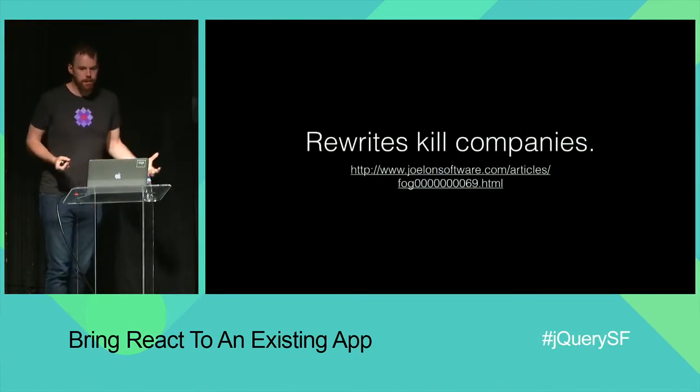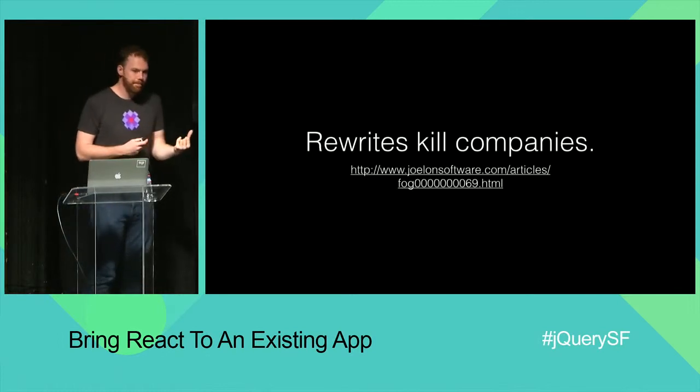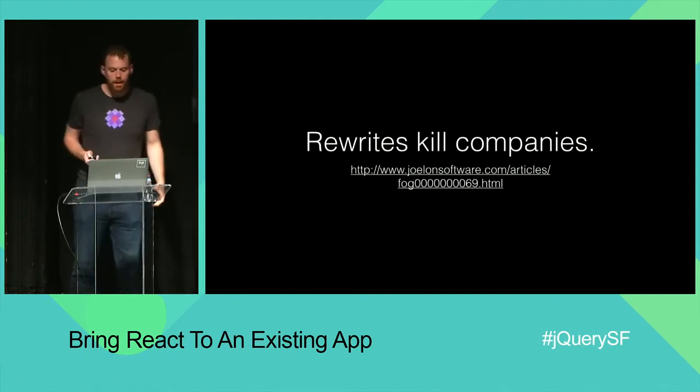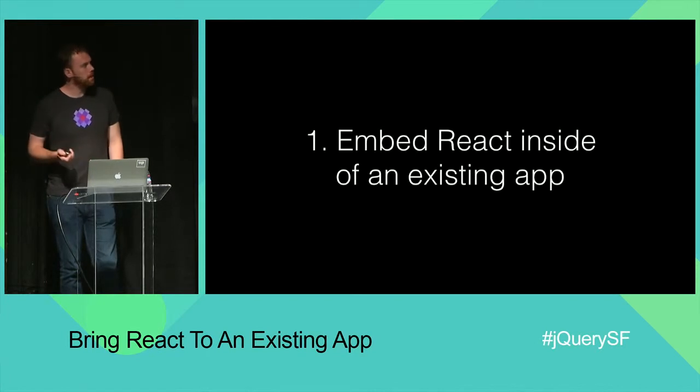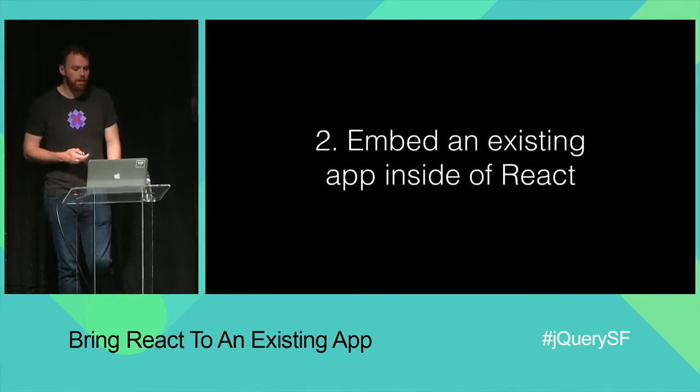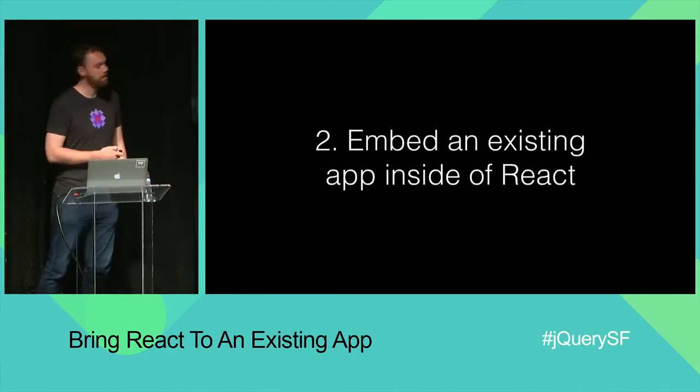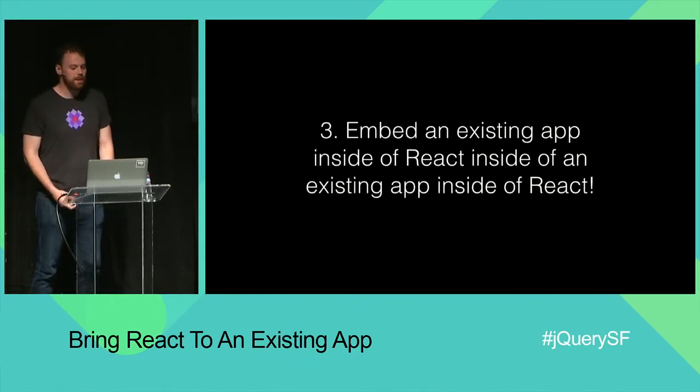So rather than rewrite everything, which can kill your company, they needed to compose this correctly. They needed to reuse what they wanted to reuse and not rebuild everything. So composability was paramount. You want to be able to do two things. You want to be able to embed React inside of an existing app. You want to be able to embed an existing app inside of React. And what that lets you do is embed an existing app inside of React, inside of an existing app inside of React.